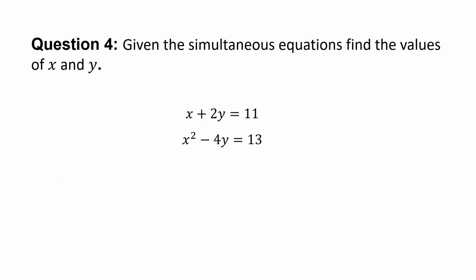So question 4, this is the first of the simultaneous equation questions involving a quadratic. So we have x + 2y = 11 and x² - 4y = 13. And as always, pause the video and come back when you're ready to hear the answer.